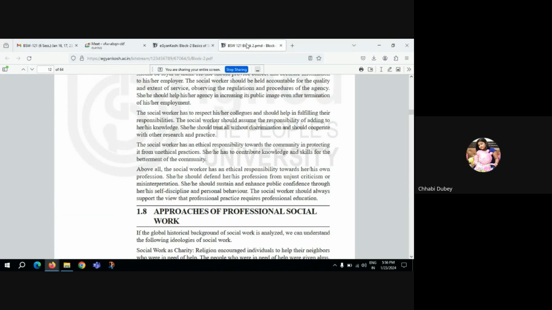Then there is a responsibility towards his or her own profession. Okay, where you have to defend the profession from unjust criticism or misinterpretation. You have to enhance and sustain public confidence through self-discipline or personal behavior, and should also support the view that professional practice requires professional education. So these are some of the responsibilities towards different individuals, okay, community, and the profession that a social worker needs to have.